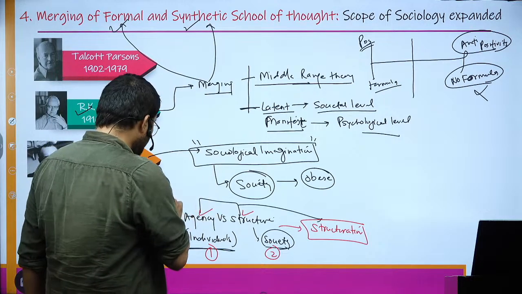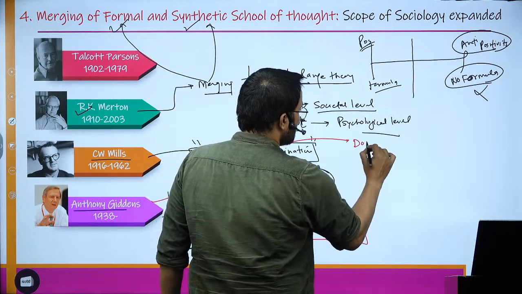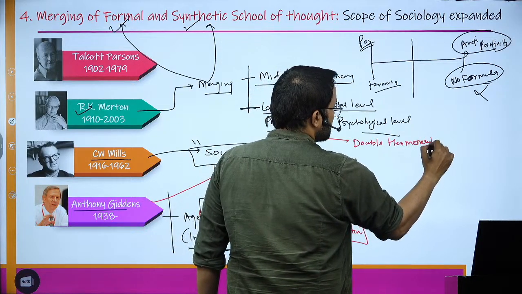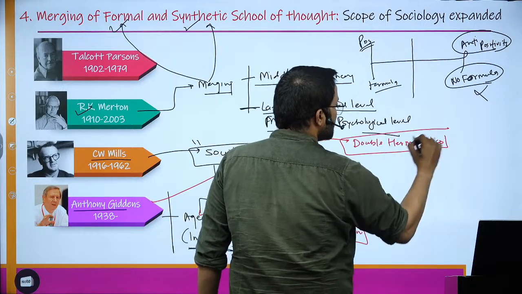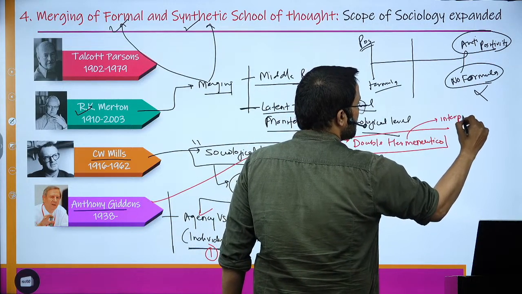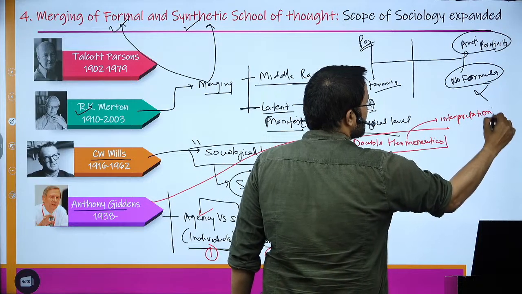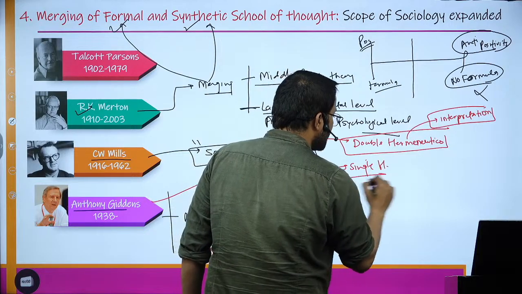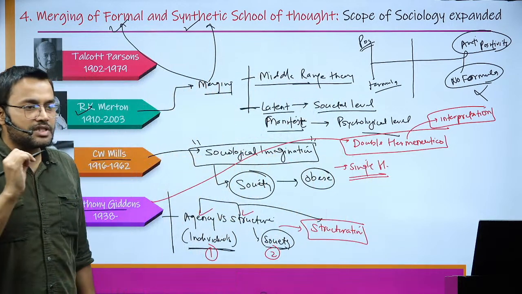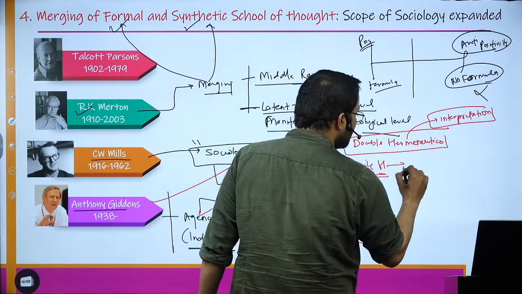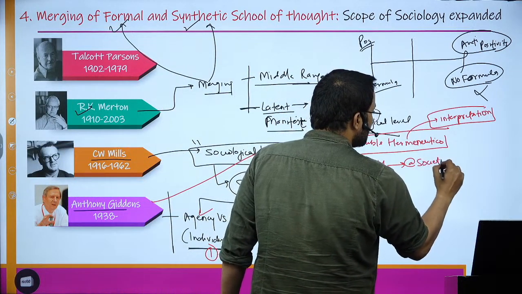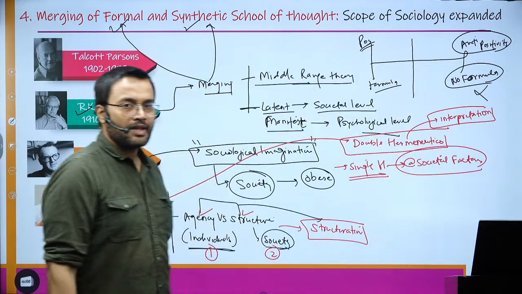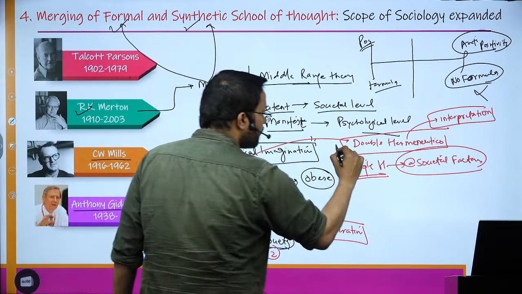He even used the word double hermeneutics. Hermeneutics means interpretation. Single hermeneutics means you are trying to understand how a person behaves solely at the level of societal factors. But he said that sociology should go for double hermeneutics.